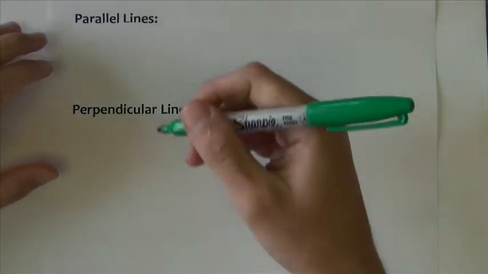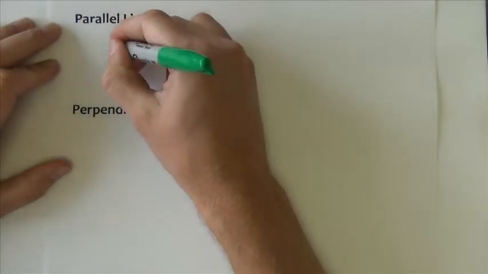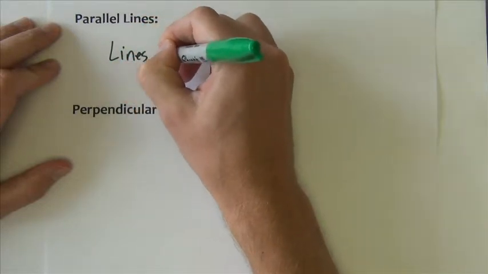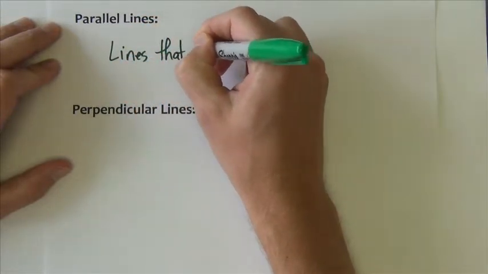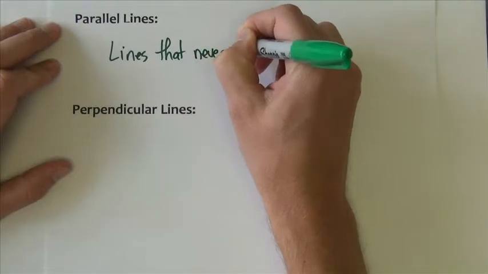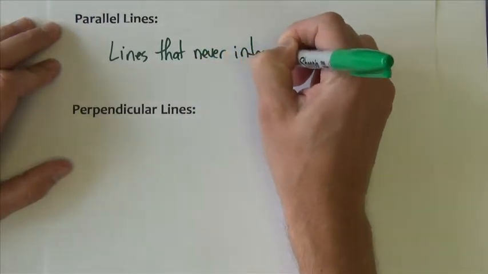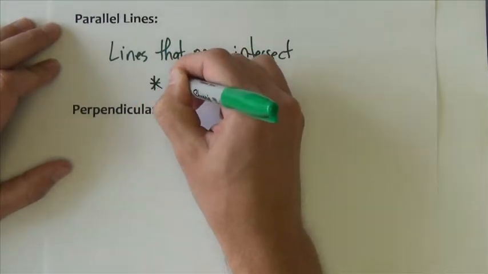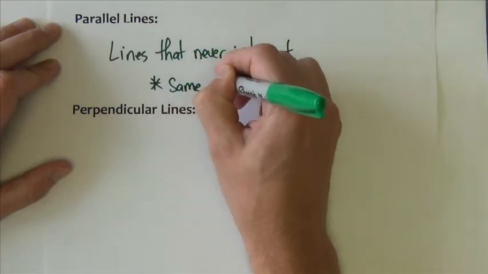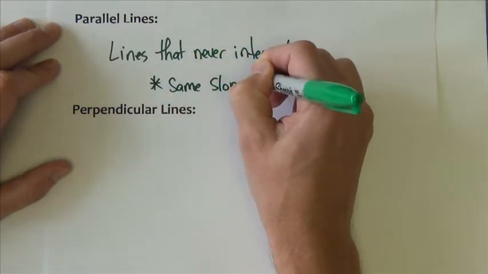Now I want to talk a little bit about parallel and perpendicular lines. Parallel lines are lines that never intersect. Specifically, they have the same slope.